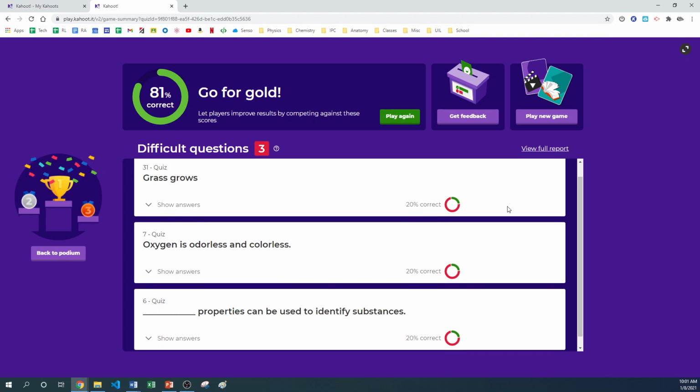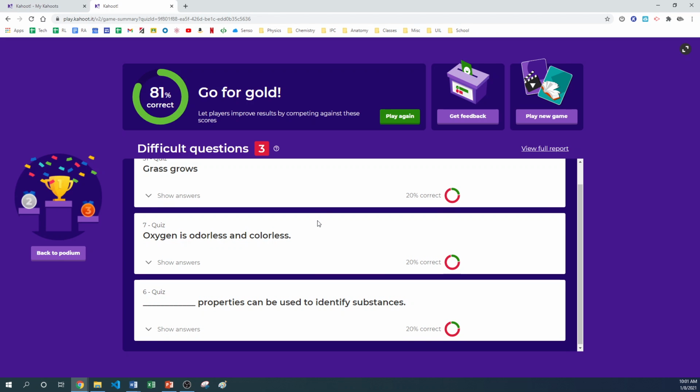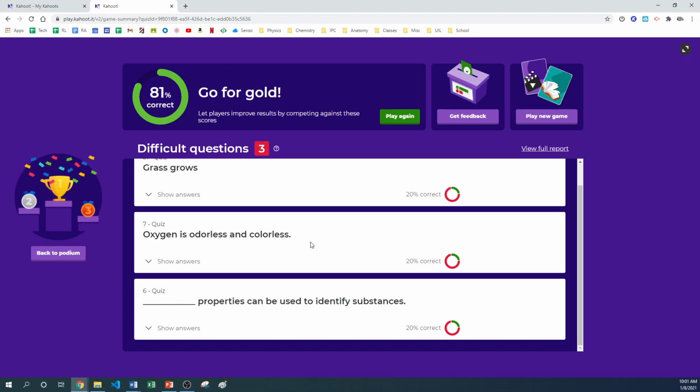So the 3 difficult questions was grass growing. That's chemical. Oxygen is odorless and colorless. That's physical. And blank properties are used to identify substances. That's both of them.